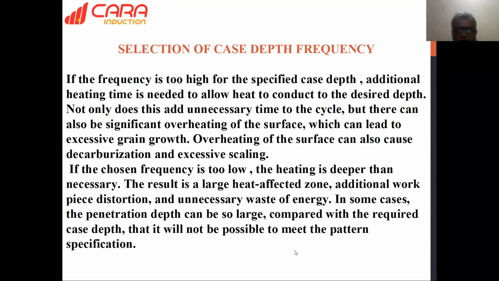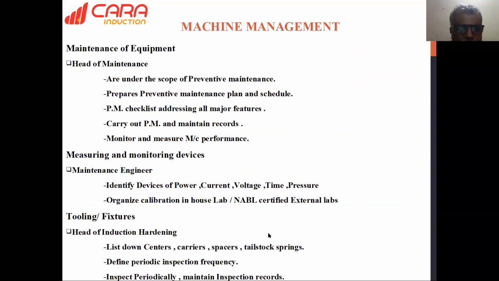Here, sir, I am not seeing the total view of my slide. Can you correct it? Otherwise, selection of the case depth. Previous slide, sir. Previous slide.